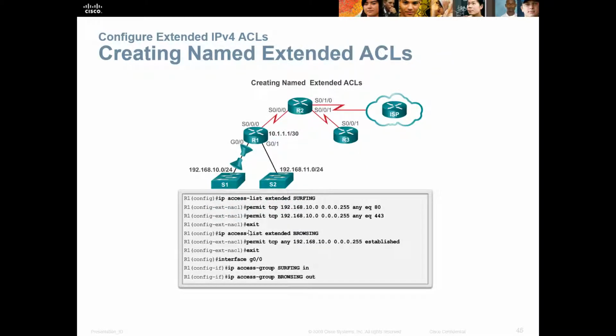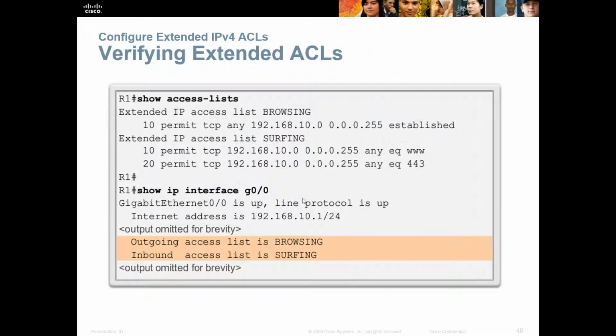Creating named ACLs, pretty similar. ip access-list extended, the name, and then you would do the appropriate ACLs underneath it, and all of them would be part of your named ACL. You could verify the same thing with standard or extended. You could do show access-lists or look at the individual interfaces.